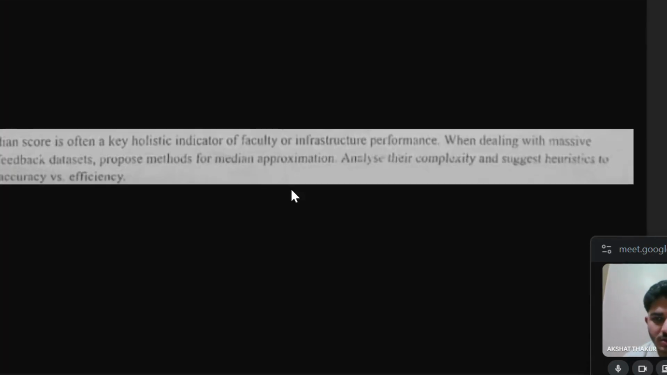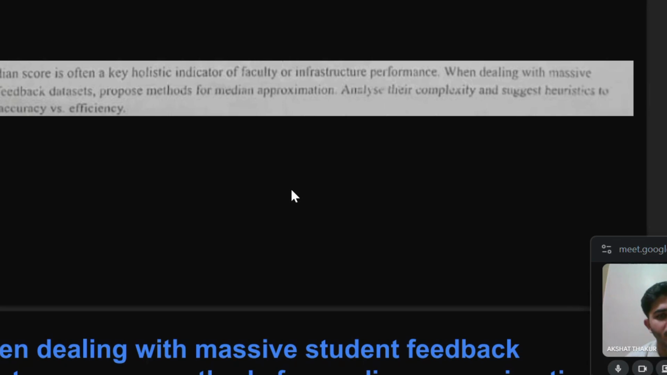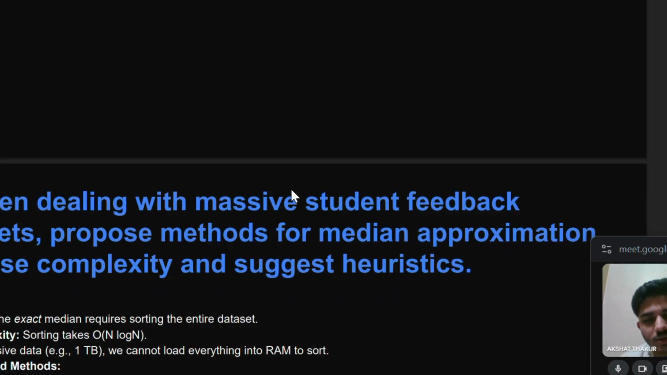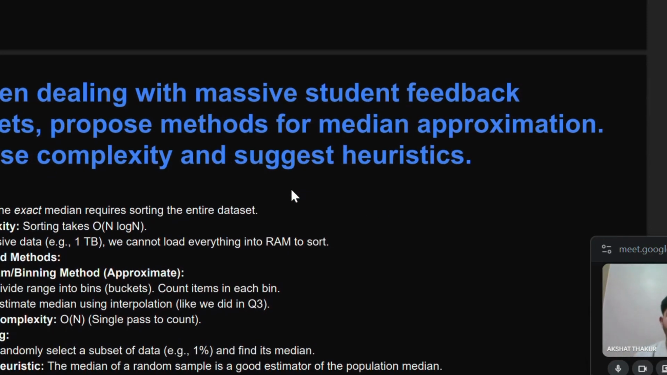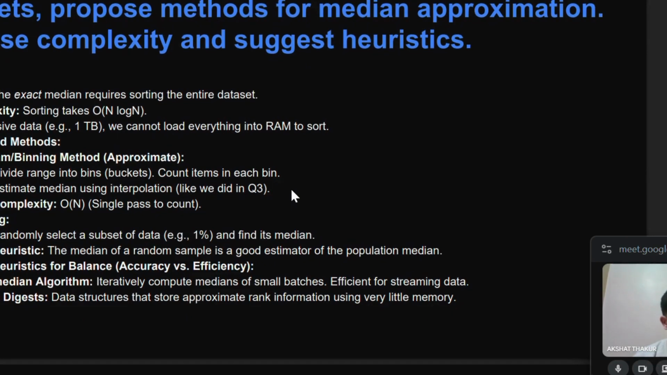Now, going to the seventh question: the median score is often a key holistic indicator of faculty or infrastructure performance. When dealing with a massive student feedback dataset, propose a method of median approximation, analyze its complexity and suggest heuristics to balance accuracy and efficiency. What is the problem? Finding the exact median requires sorting the entire database. Sorting takes O(n log n) time complexity, which takes a lot of time. For massive data we cannot load everything into RAM, and sorting would put a heavy load on RAM.